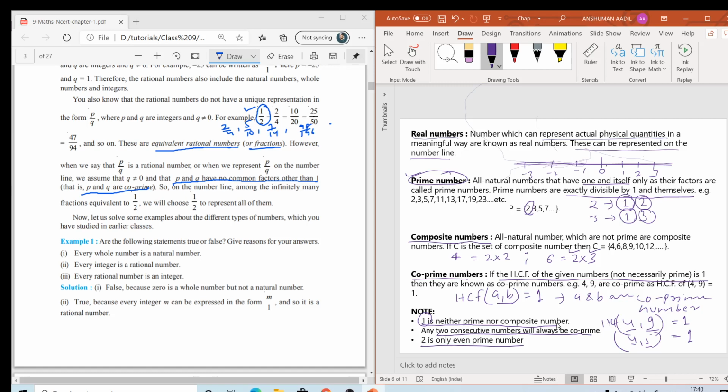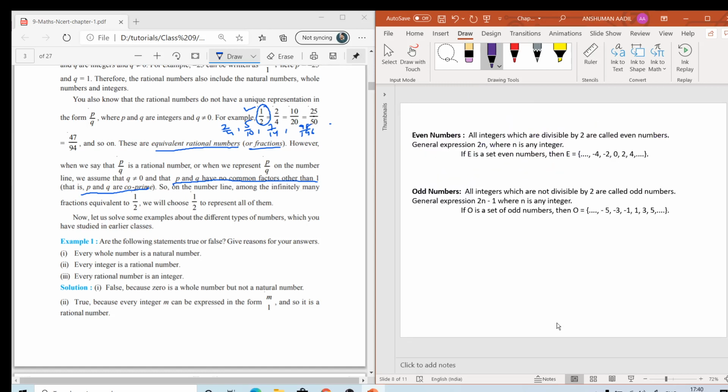So what are even numbers? Let's know about it. Even numbers are the numbers which are divisible by 2.